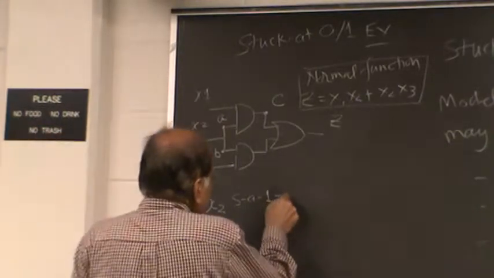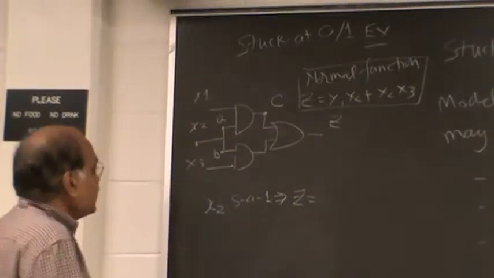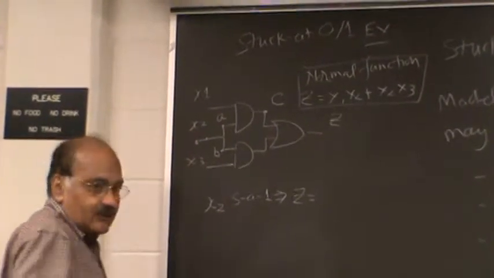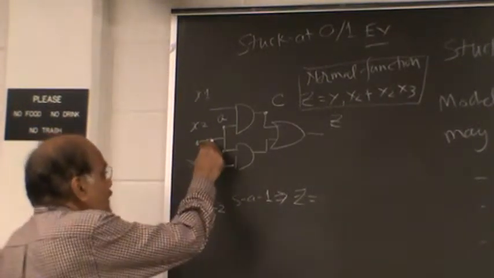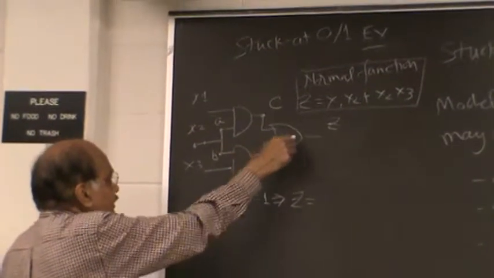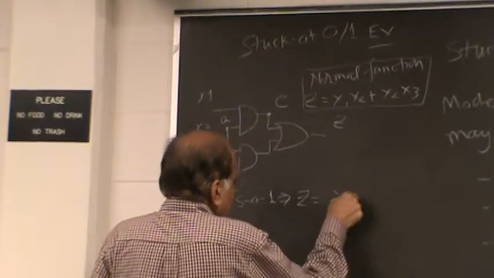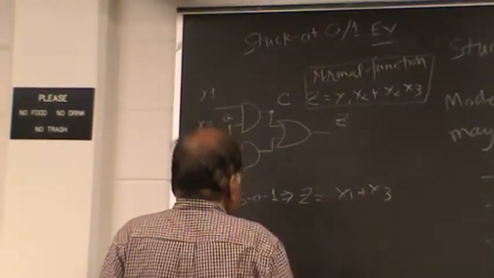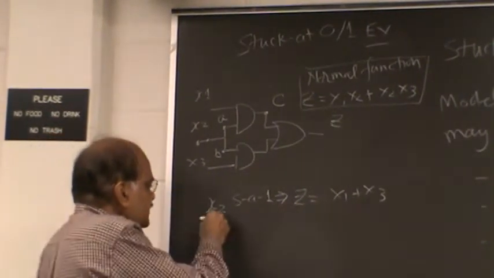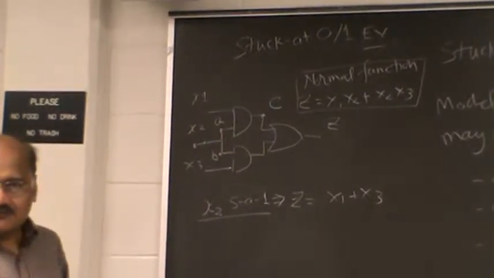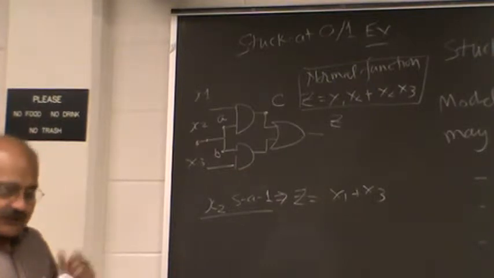Then, what does it imply? That z is equal to what? So this line is stuck at 1, it's always 1. So what can we say about line z? Well, since this is always 1, and this is x1 and this is x3, this is x1 plus x3, right? So this here is the faulty function. This is a function which corresponds to the case when this fault is present. Any questions on this?